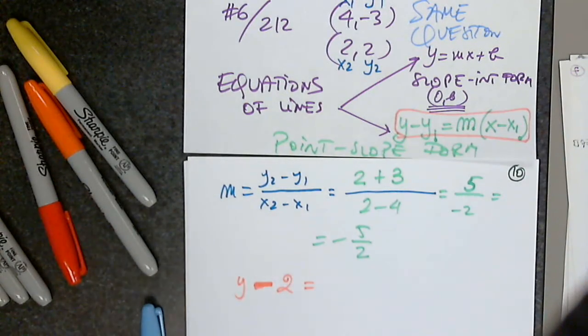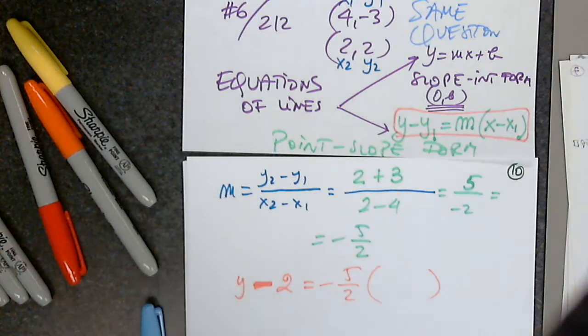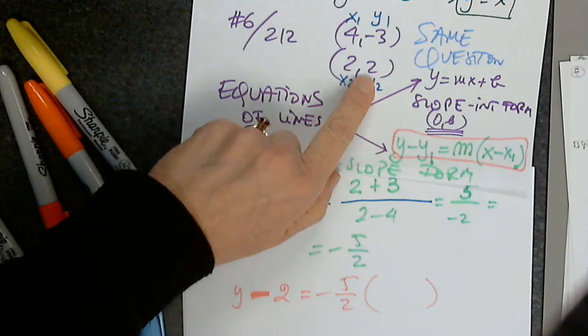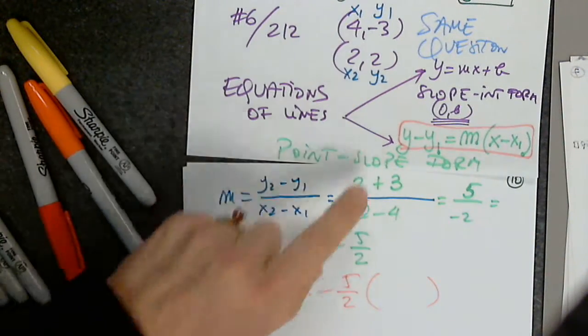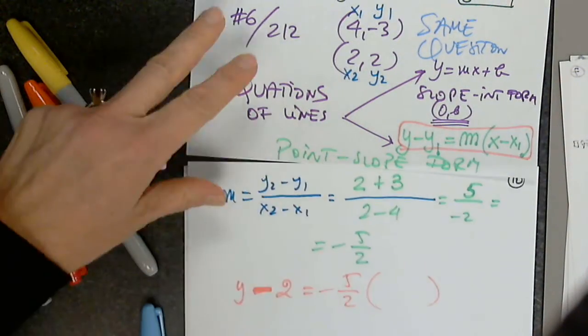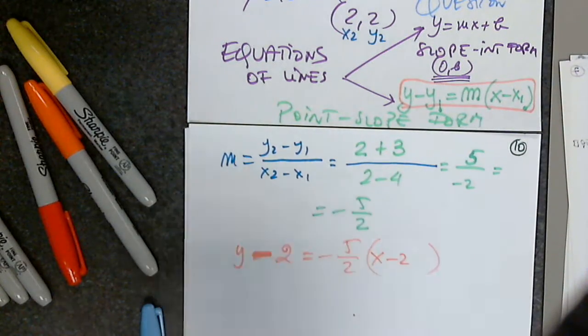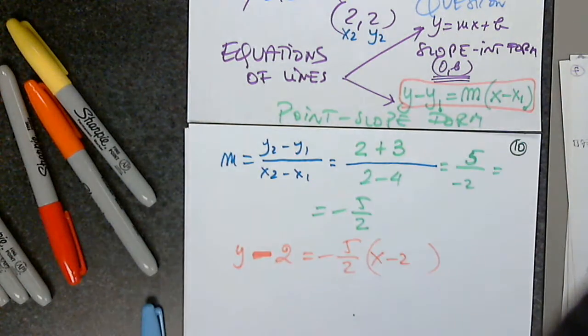So y minus 2 equals, what was the slope that we just determined? Negative 5/2. Very good. Parentheses now. X minus x1 or x minus x2, I have to use the same point. I cannot use the y from here and the x from here. So I use 2 for this. I have to use 2 for this. So in parentheses I have x minus 2. Yes. If I use 2, 2 in the equation and you use 4, negative 3 in the equation, we will get the same equation at the end. It doesn't matter which one you use.